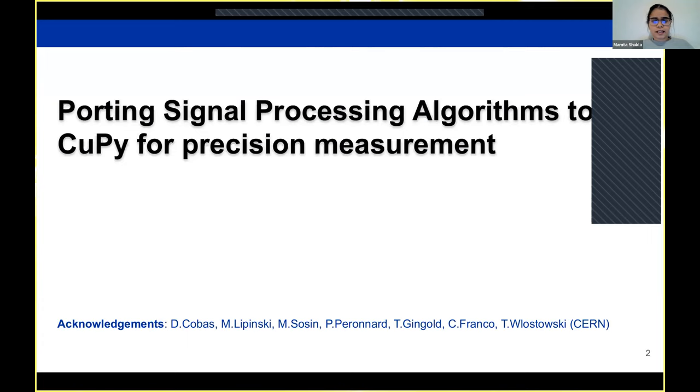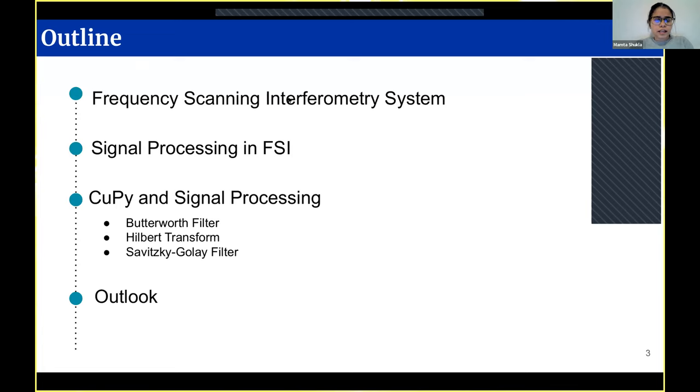First off, I would like to thank all the people associated with this project because it's been a multidisciplinary project which involved expertise from optics, physics, and electronics as well. So here is the outline of my talk. As I mentioned in my title, it's about precision measurement. One of the techniques used here is the frequency scanning interferometry system. Here I will briefly describe what this system is and how it works, then the role of signal processing in the frequency scanning interferometry system, then how we are developing these algorithms using CuPy, and in the end, my final thoughts about the process and the project.